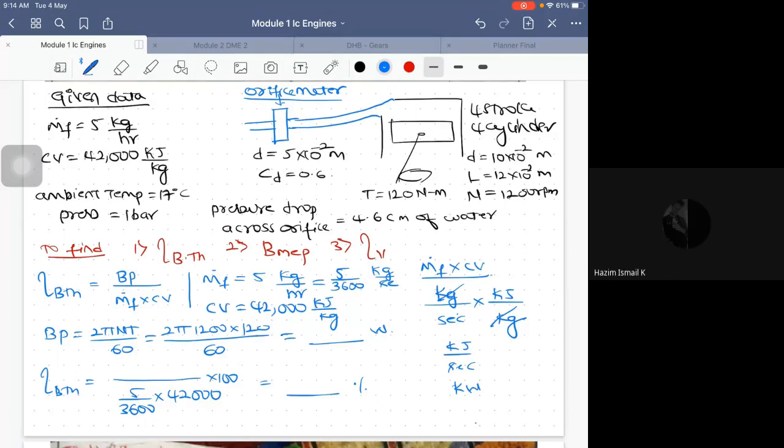What is the value? 25. What is 25? 25.18 percent. Okay, the percentage is 25.8. But what about the BP? I need the BP also. BP is 15.08 kilowatt. So it is 15.08 into 10 to the power of 3, I would write here. Is everything correct now?